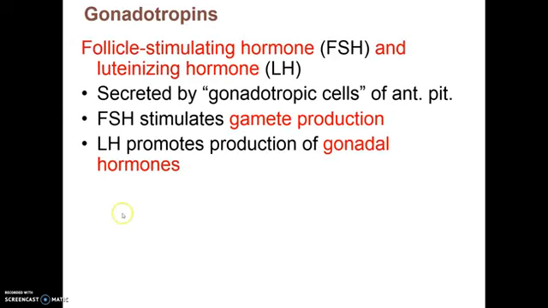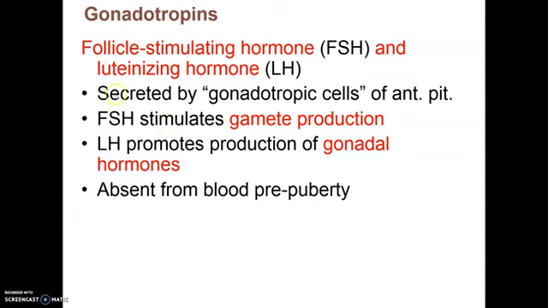Gonadotropins: follicle stimulating hormone and luteinizing hormone. They are also released by the anterior pituitary. Follicle stimulating hormone stimulates gamete production, meaning egg production in females and sperm production in males. Luteinizing hormone promotes production of gonadal hormones: estrogen and progesterone in females and testosterone in males.